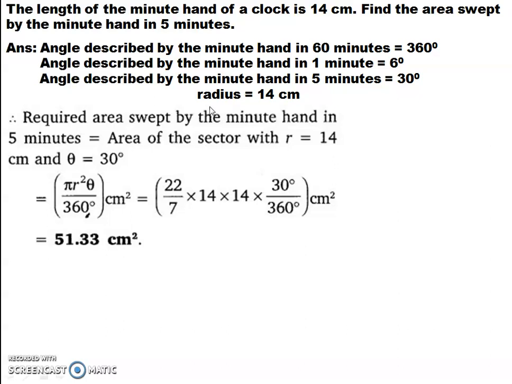Before that, reminding you, angle described by the minute hand in 60 minutes is equal to 360 degree. Therefore, angle described by the minute hand in 1 minute is equal to 6 degree. That you should learn. It will not be given in your question.